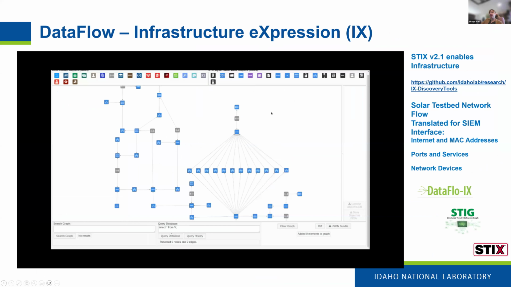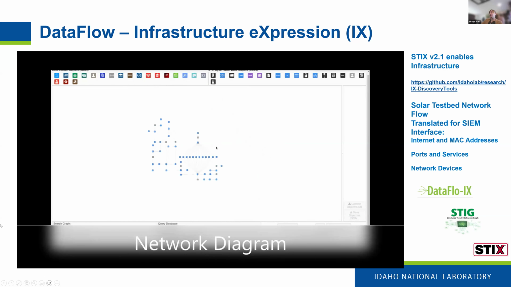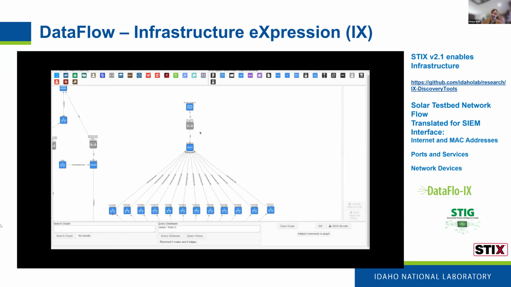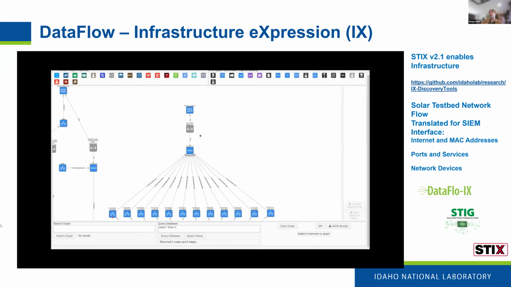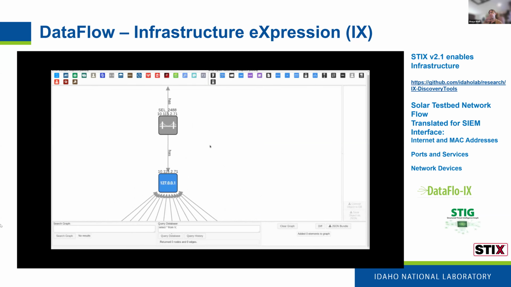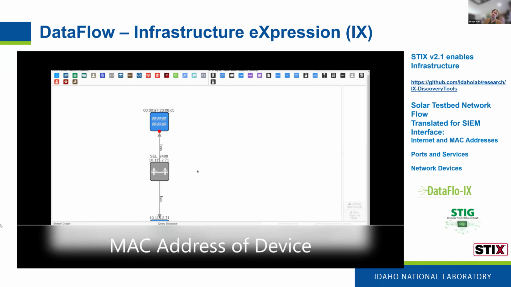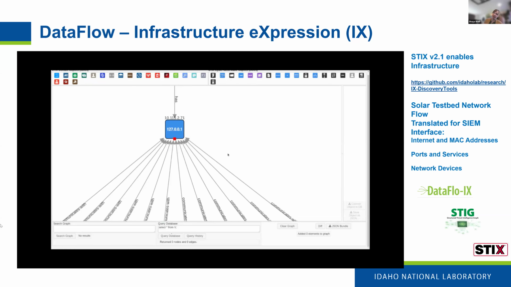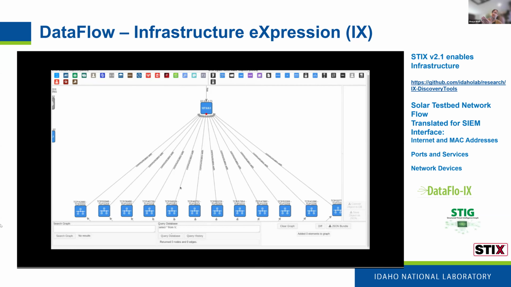So we have this video. It's probably a little hard to see on your screens, but what they're showing here is a network diagram and sort of how it works inside of this STIG application. This one was for our solar testbed network flow, and they have like sort of a seam interface here. And essentially what they're going to show you is just different things that they're codifying into this graph, so that you can look at it in different ways.